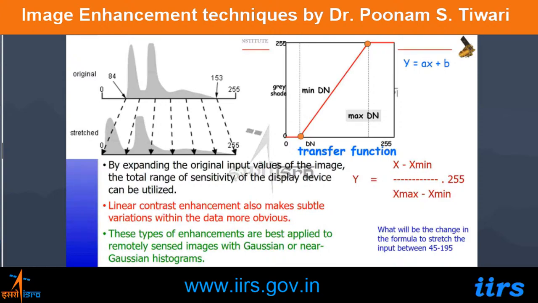the graph is linear. The relationship between these two is linear, and it follows a straight line equation. So using the given formula, we can calculate the new brightness value of the pixel. The new brightness value Y would be X minus X minimum, divided by X maximum minus X minimum, multiplied by 255. So you just put in the pixel value and it will give us the new pixel value.